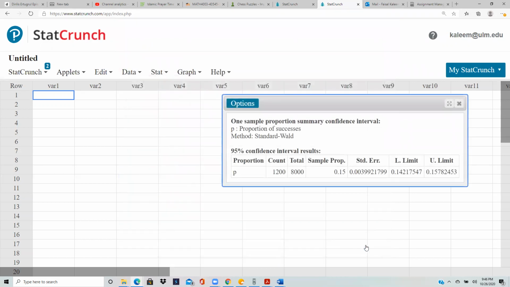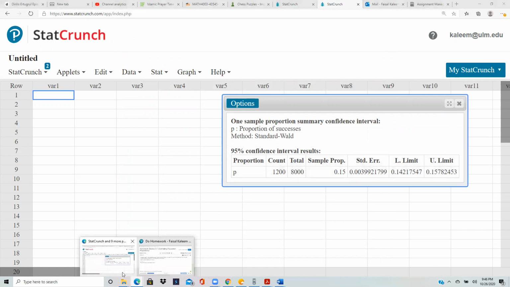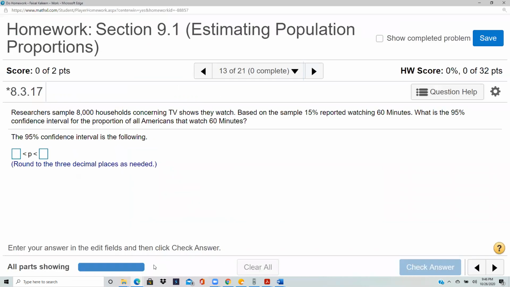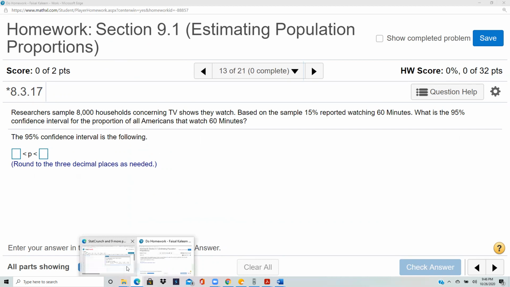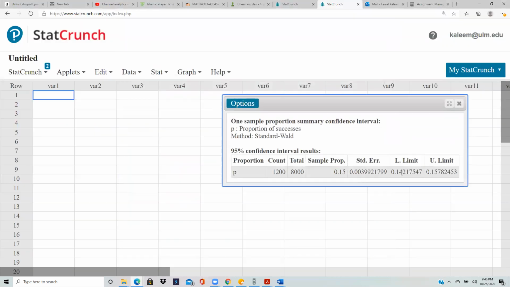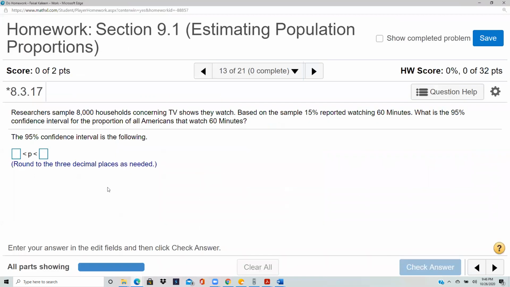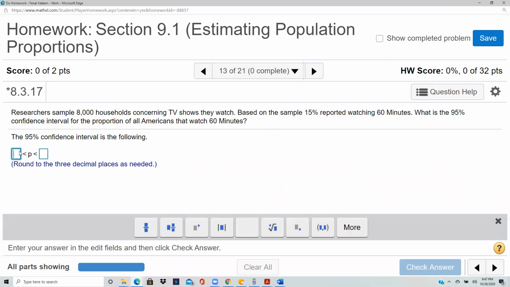let's see. Okay, so this is the confidence interval. This is the lower limit. This is the upper limit. So they wanted 3 decimal places. So you would do 0.142 to 0.158. 0.142 to 0.158.